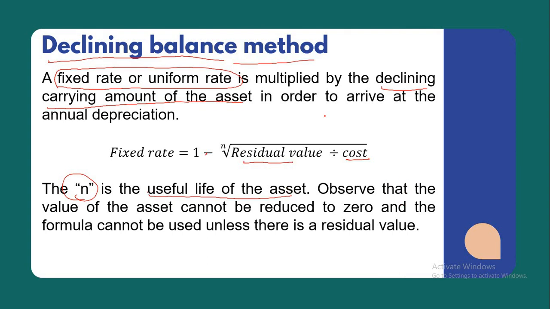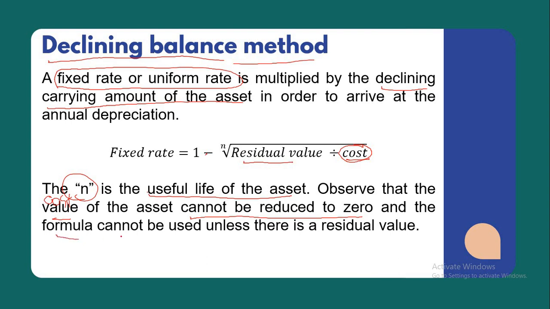Now, observe that the value of the asset cannot be reduced to 0. Or, shall I say, the cost. Okay? This value or the cost cannot be reduced to 0. Of course, in the rule of math, when you divide a number by 0, it is undefined. So it is invalid, meaning we can no longer apply the formula if the cost is reduced to 0.